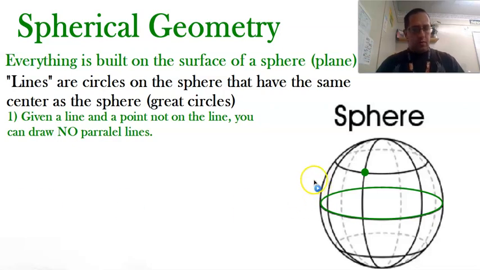Okay, so for example, this little one going this way that looks parallel, well, it's not actually a line. It's a segment, because it doesn't have the same center as the center of the circle. It's not the center of the sphere. It's not a great circle.